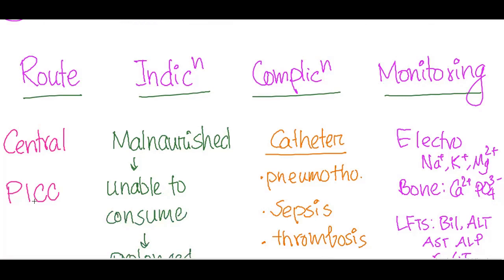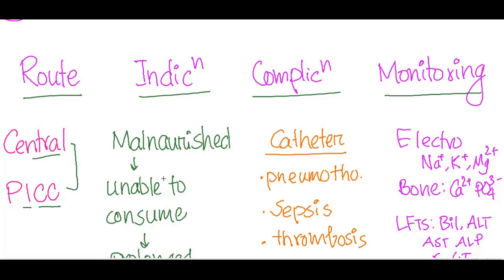So the routes, first of all, they are mainly used as central route because you are often giving hyperosmolar solution, but you can also use a peripherally inserted central catheter where you insert a long catheter around 50 to 60 centimeters in length that comes up to your central vein, but you insert it in a peripheral vein. So those are the two ways of giving the TPN.